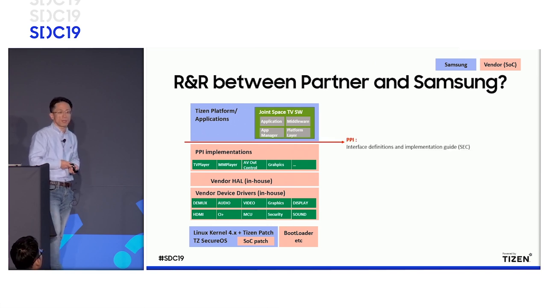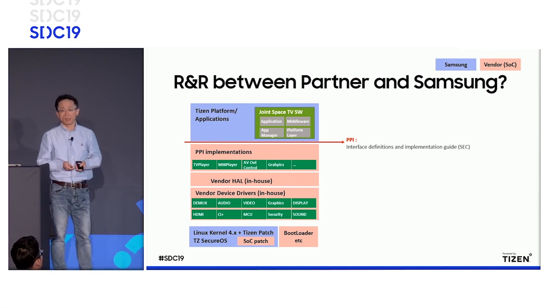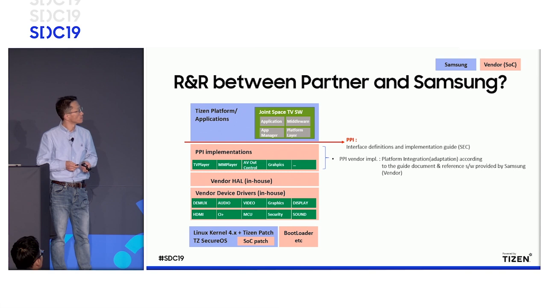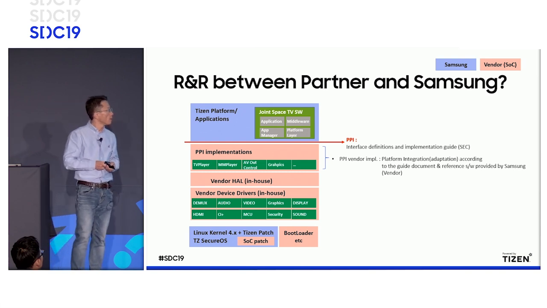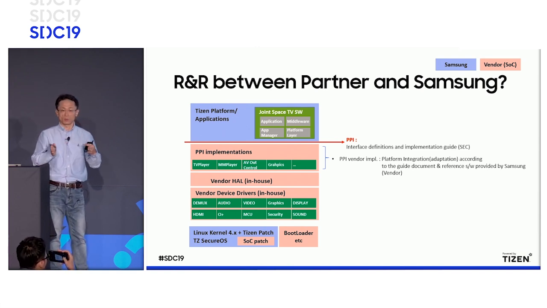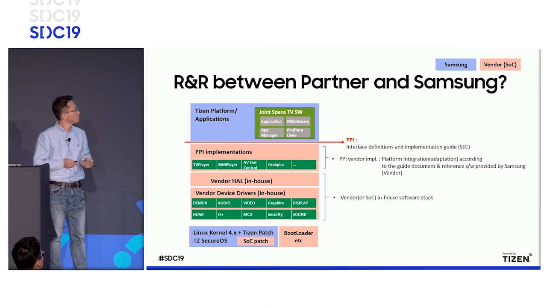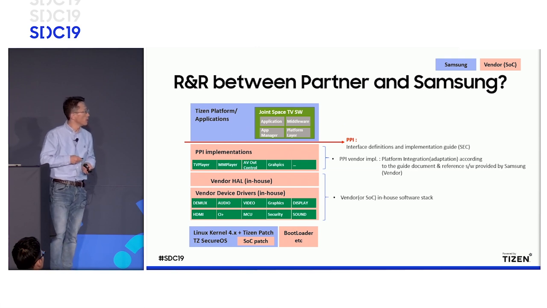So PPI itself has interface definition and implementation guideline. Then once we provide this interface, then the manufacturer has to implement according to that guideline. And you can reuse our provided code as your reference implementation. This is typically vendors own the stack.